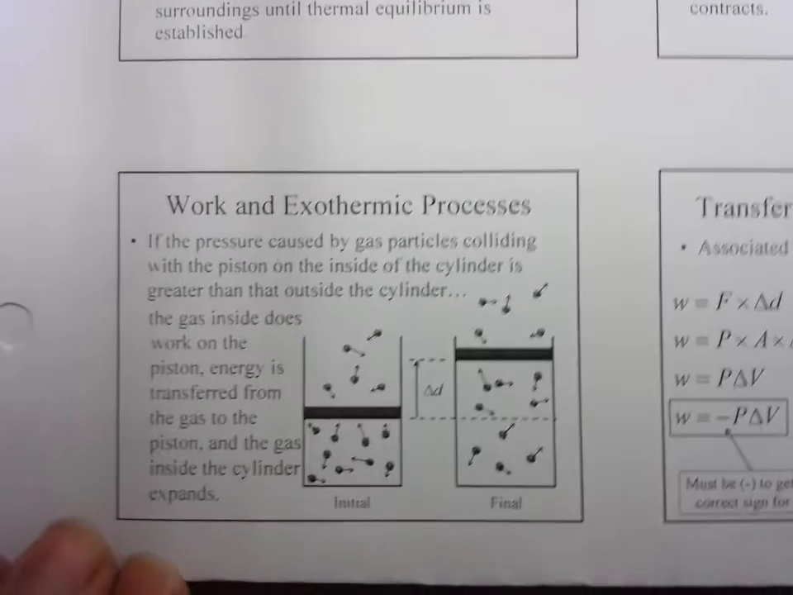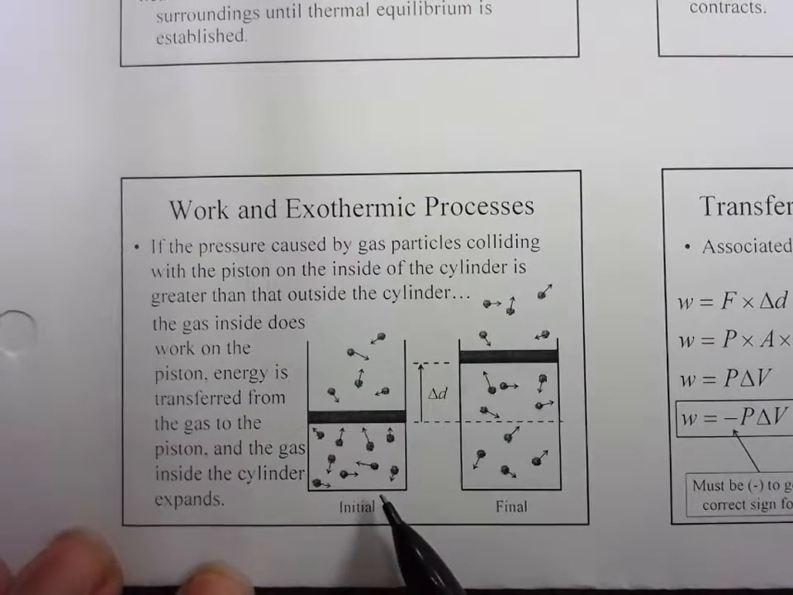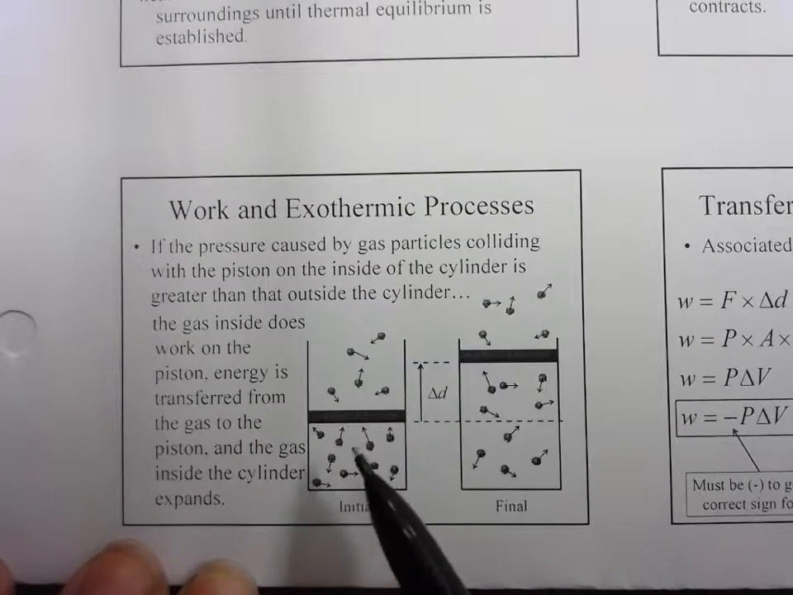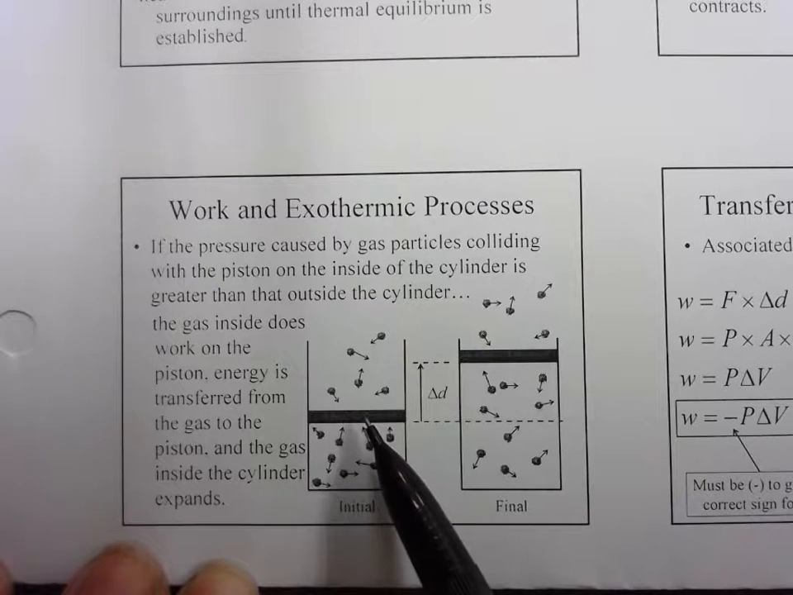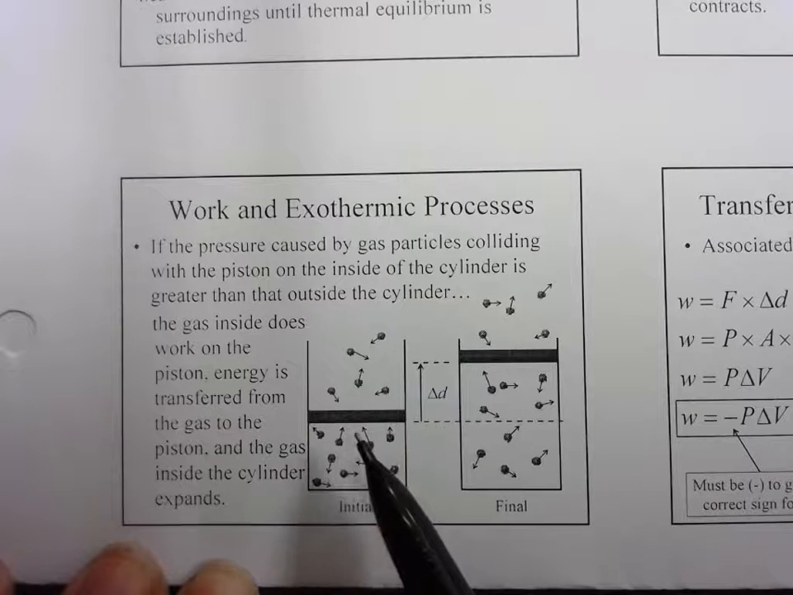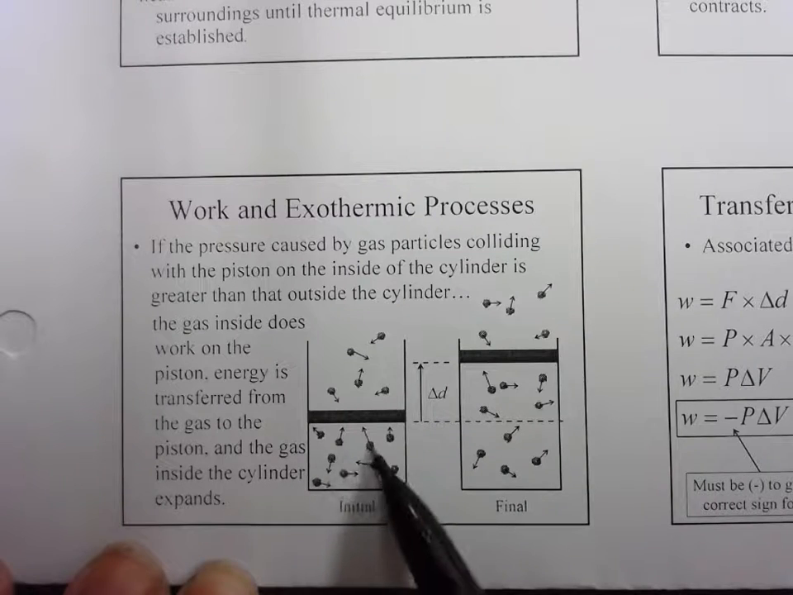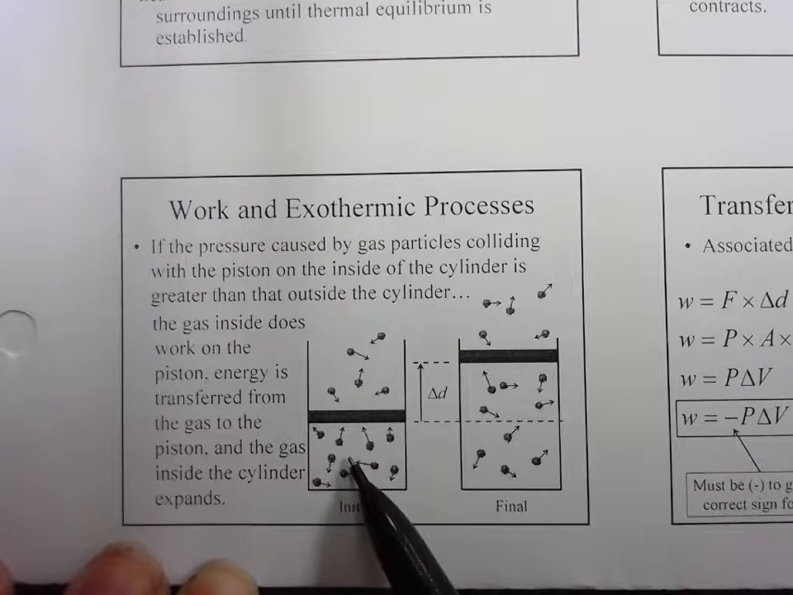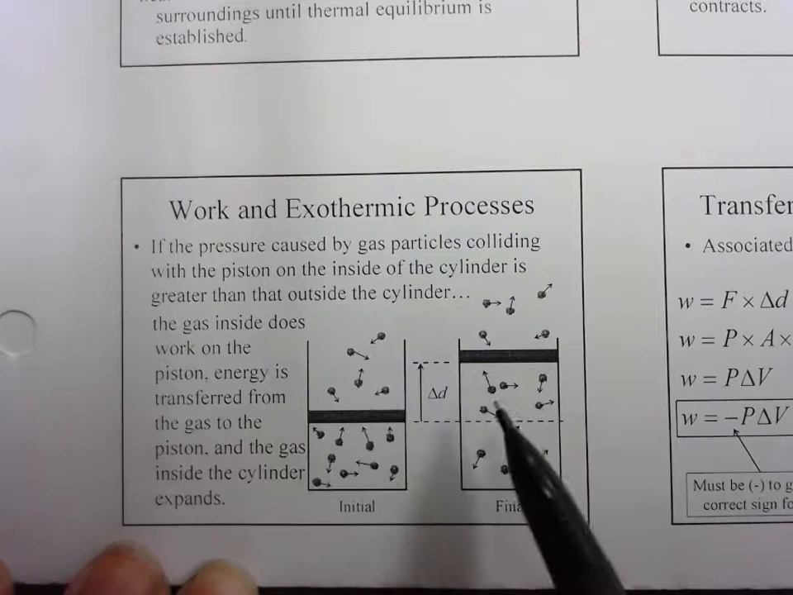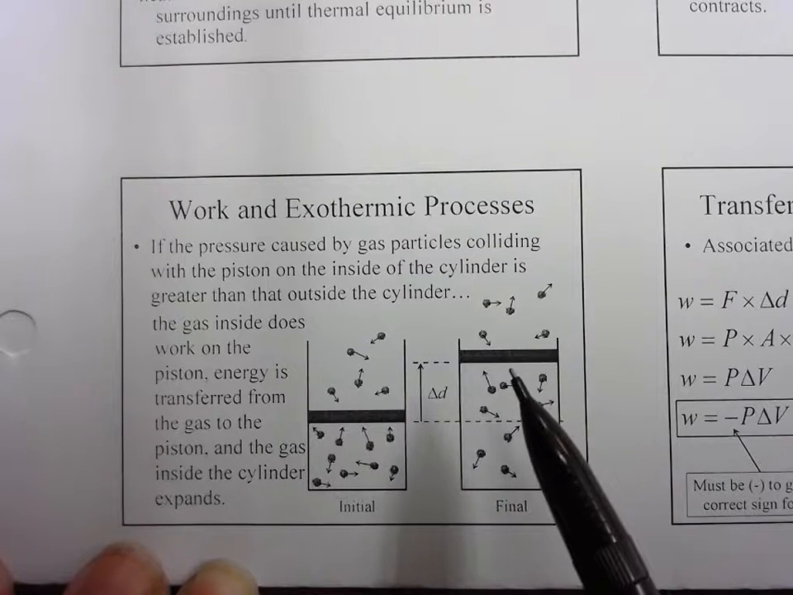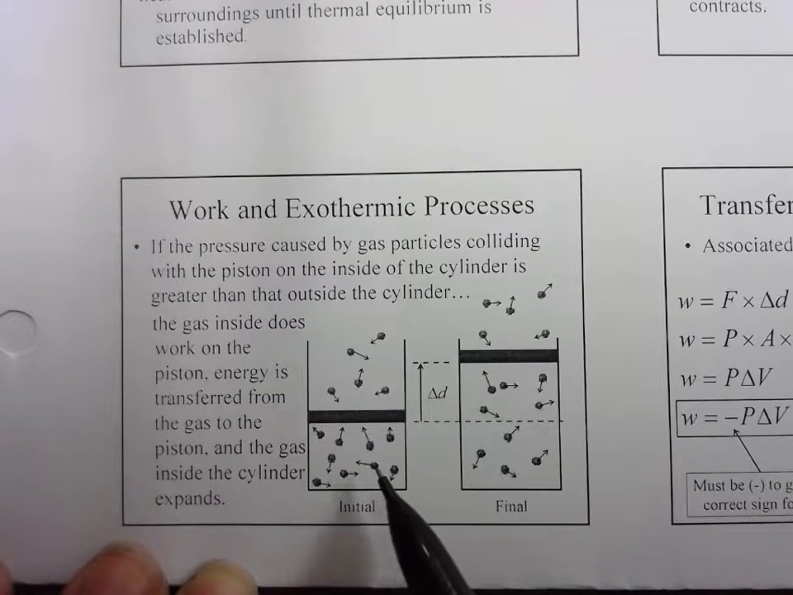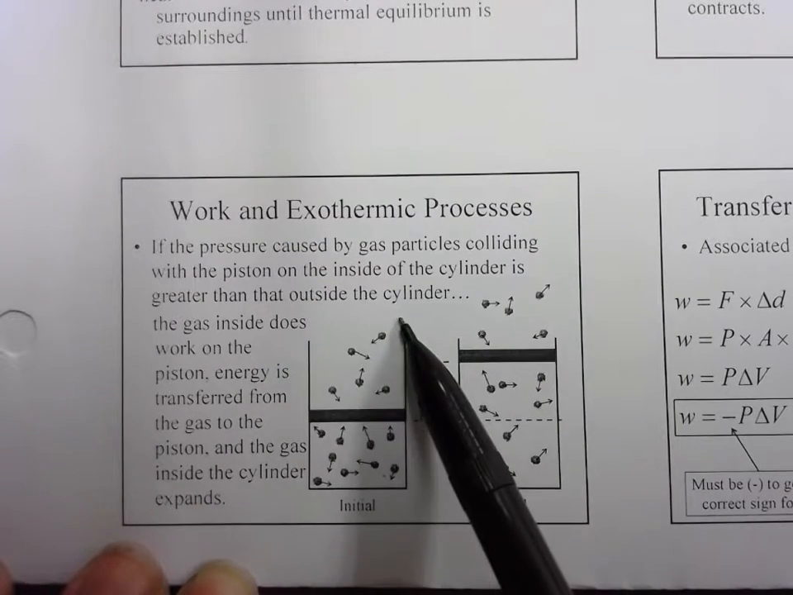If we talk about work in terms of an exothermic process, you have the opposite. Okay, you have low pressure inside your cylinder. The gas particles inside are pushing against this piston, colliding with the piston. It pushes the piston up, right? So now the gas particles inside your system are doing work on your surroundings. The volume of your system increases, and that's an exothermic process. Your system is doing work on the surroundings.